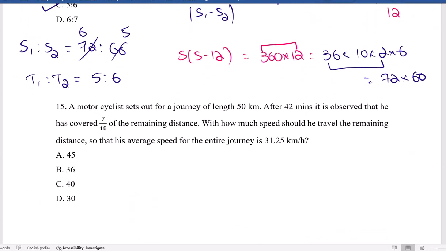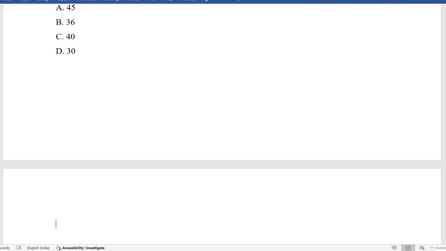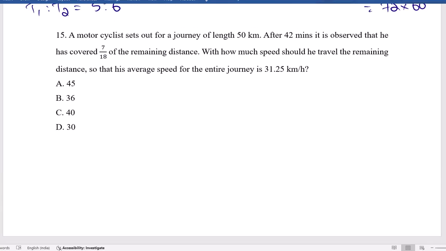Next, the 15th one. Again time and distance related. A motorcyclist sets out for a journey of length 50 kilometers. After 42 minutes, it is observed that he has covered 7 by 18th part of the remaining distance. So after 42 minutes, he observed he covered 7 by 18th part of the remaining distance.